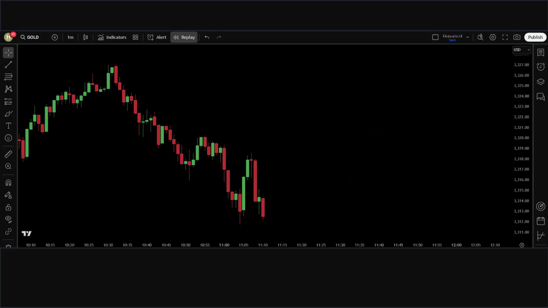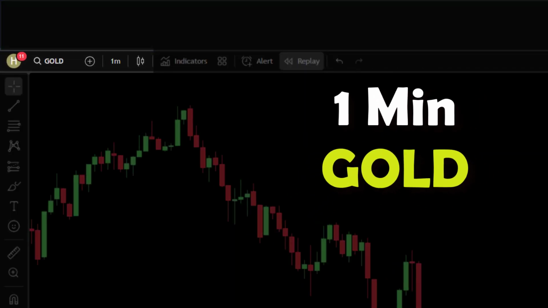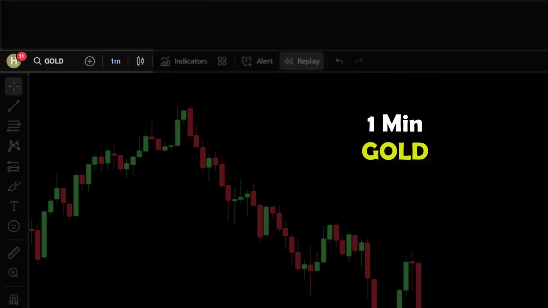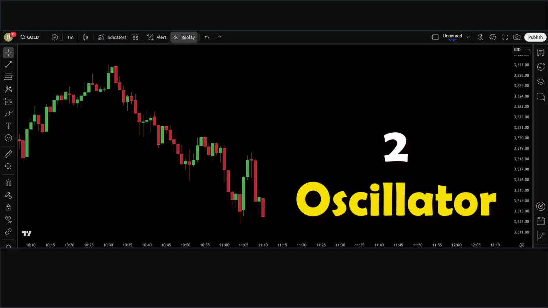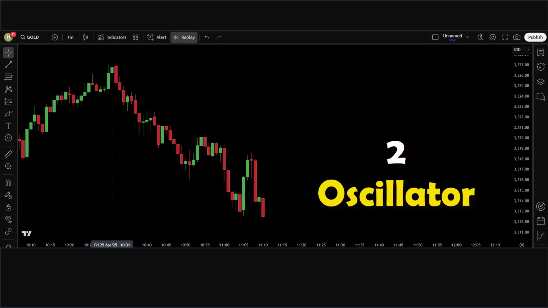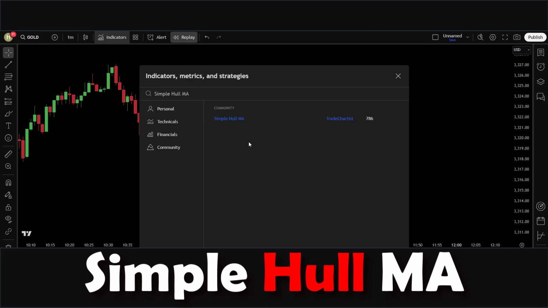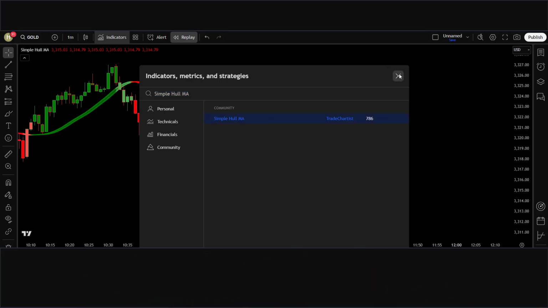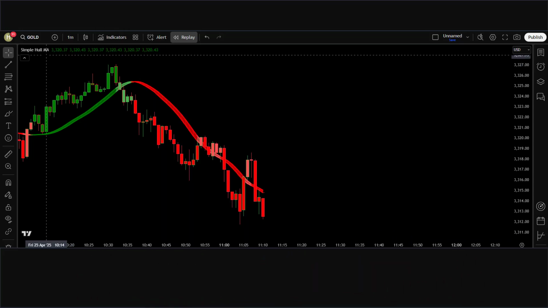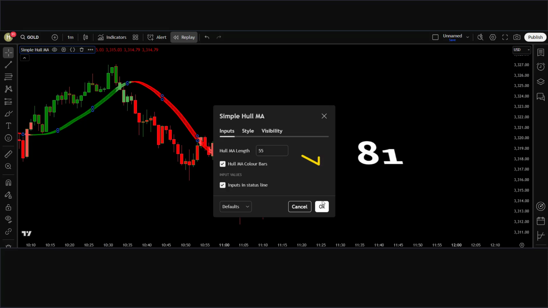Let's dive in. Now let's create a trading setup. We are going to test this strategy on the 1 minute time frame in the gold chart. In this setup we would require two indicators here. First indicator name is Simple Hull MA. Keep the indicator setting as I have shown here.